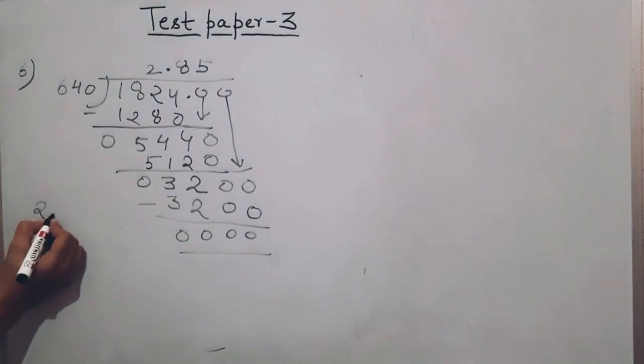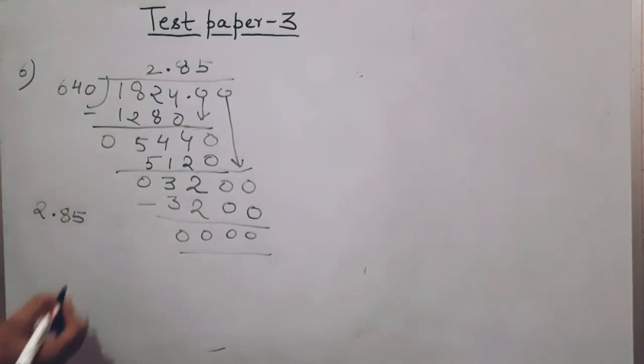So the answer is 2.85. What is the answer? 2.85. So the other decimal is 2.85. Now what do we have to do? Now I am going to solve question number 7. So please pay attention, students.